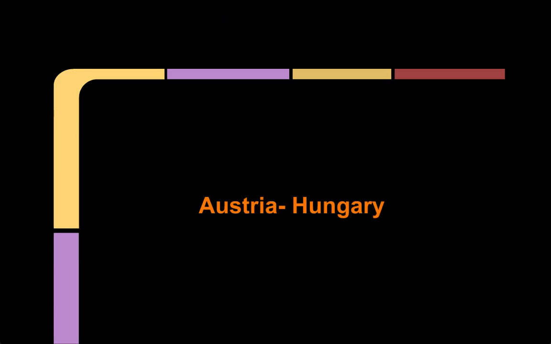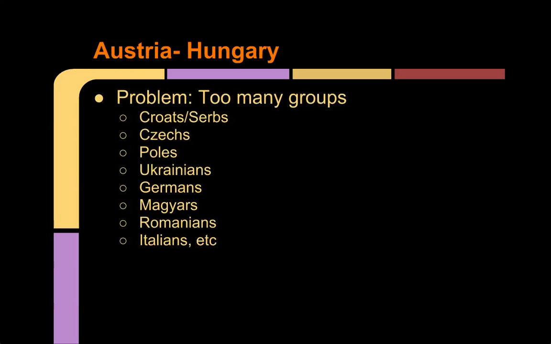Austria-Hungary is the next nation we're going to talk about. I'm going to talk to you about a couple of things that are going on with them during this nationalist movement. There are some problems with Austria-Hungary, and the biggest problem is that they have too many groups of people. They have the Croats and the Serbs, the Czechs, the Poles, the Ukrainians, the Germans, the Magyars, the Romanians, and the Italians, and the list could go on.